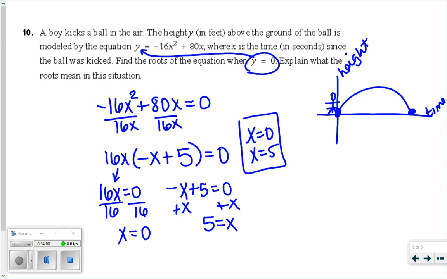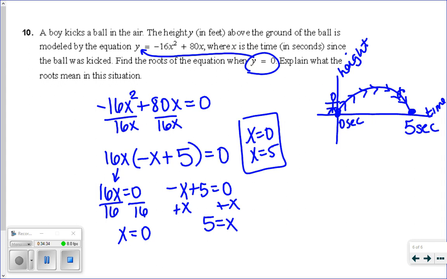Those are the roots, but let's explain what the roots mean. Well, remember, we said the height, the y value, became 0. That means a height of 0. It basically means we're on the ground. So that means this ball was on the ground at 0 seconds, which makes sense because they probably kicked it from the ground. And then it went up into the air, and then this other one, the 5, must have been when it came back down onto the ground.